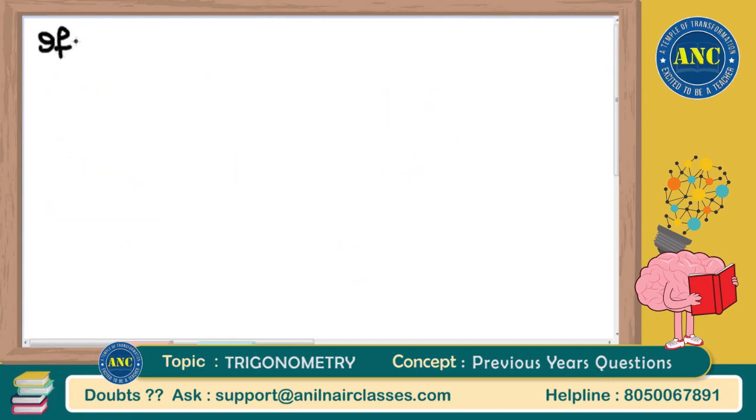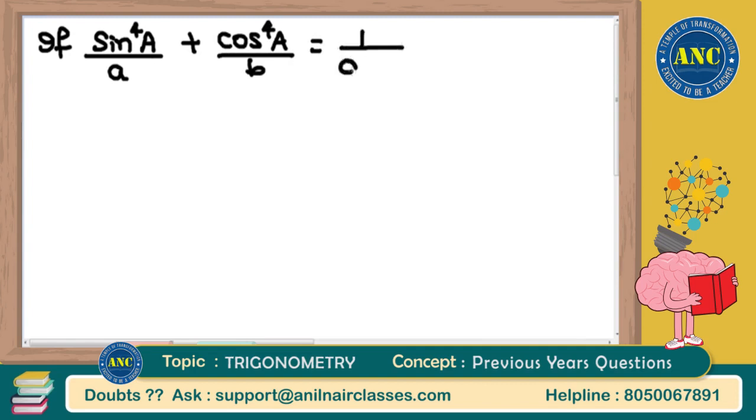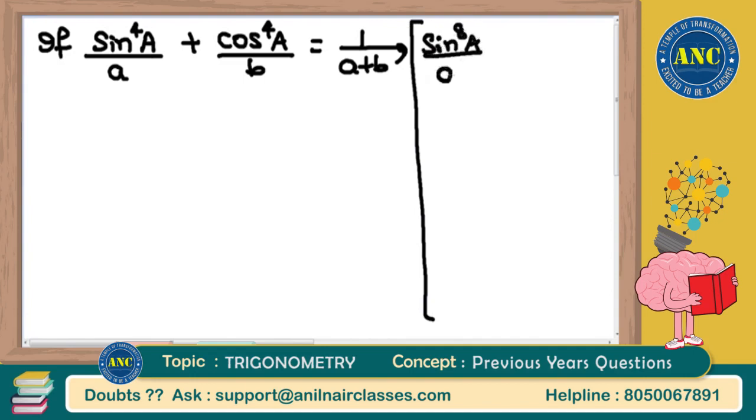See here, another beautiful question. If sin⁴θ divided by a plus cos⁴θ divided by b is equal to 1 by a plus b, I need to find the value of sin⁸θ divided by a cube plus cos⁸θ divided by b cube. This is what I need to find.